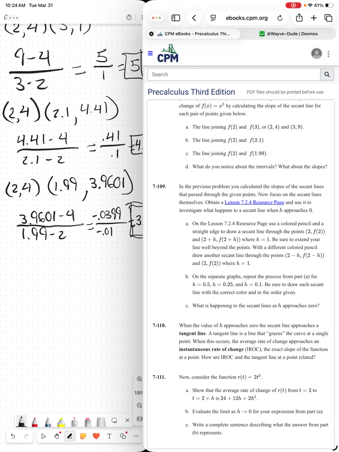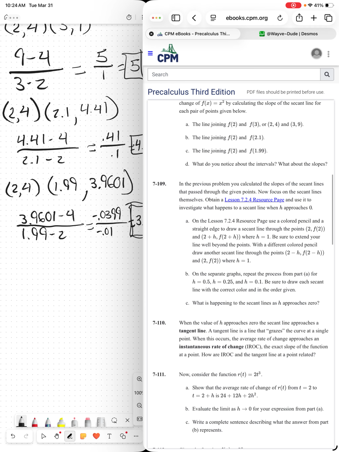So what is happening to the secant lines as h approaches 0? It's becoming a tangent line. And that's what 110 goes on to say. The secant line approaches a tangent line that grazes or touches the graph. When this occurs, the average rate of change approaches an instantaneous rate of change. And so how are instantaneous rate of change and tangent line at a point related? They're the same. When you get a tangent line, the slope of the tangent line is the instantaneous rate of change. Okay? So now, how do we calculate that?